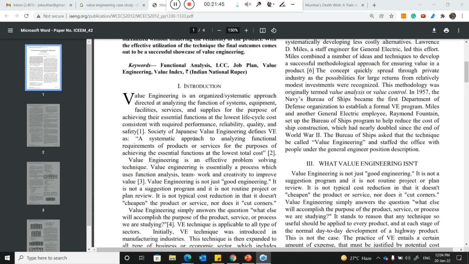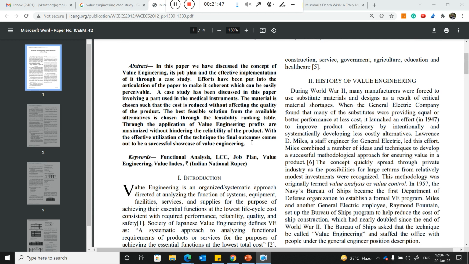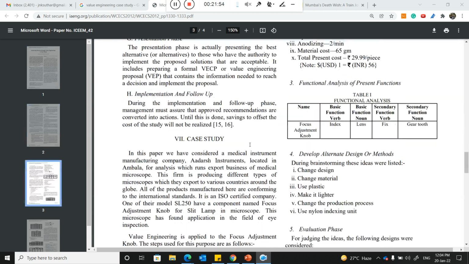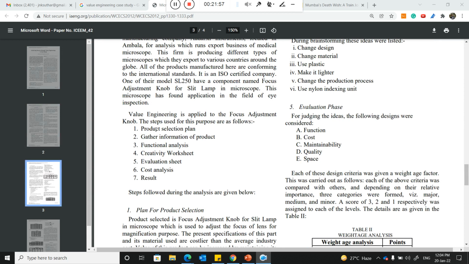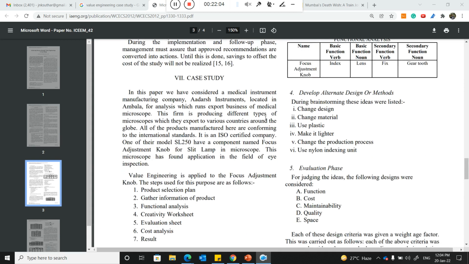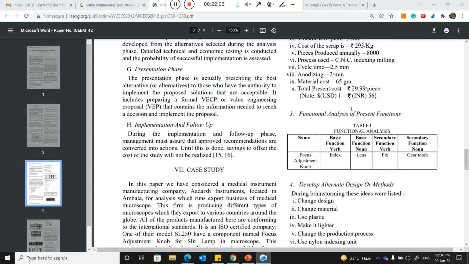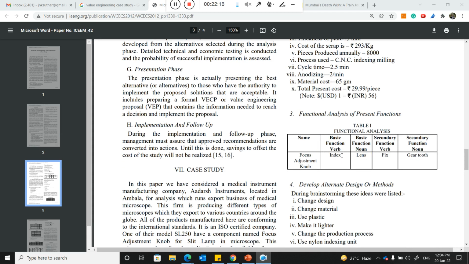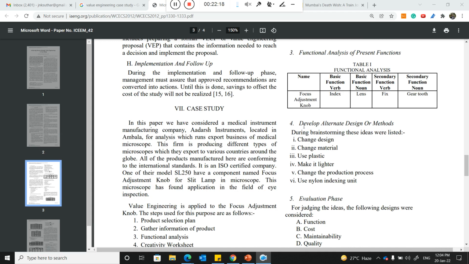Now, I have put all the summary in our PPT, but I just told you they identified that knob, and they did the case study. These are the steps: product selection, gathering the information, creativity worksheet, and the plan. Next is the function analysis. This is the total cost, 29.99, and the product specification. Now the function analysis: what is the function? What are the developed alternatives?